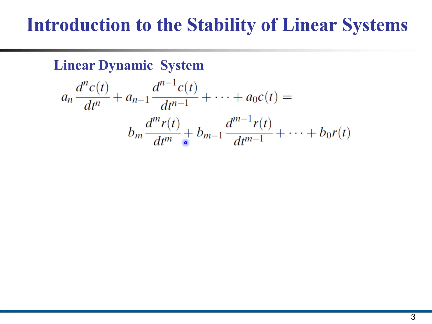So the representation of the linear dynamic system we discussed in the previous slide can be given by this equation. Here, if the input to the system is 0, we say the system is a homogeneous system. But if there is an input like this, then we say it is a non-homogeneous differential equation.